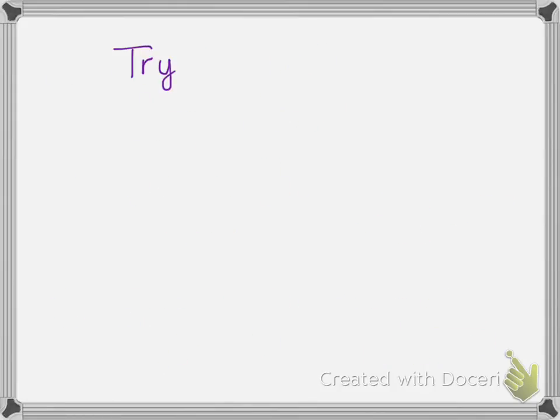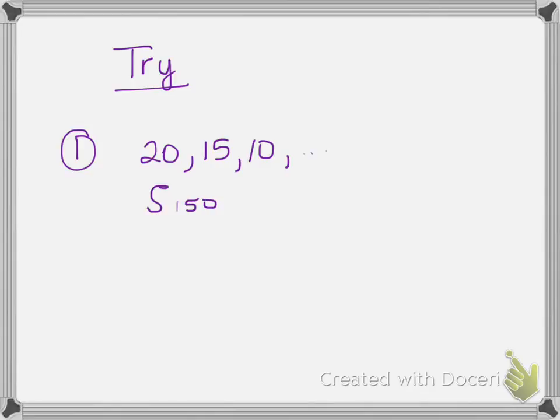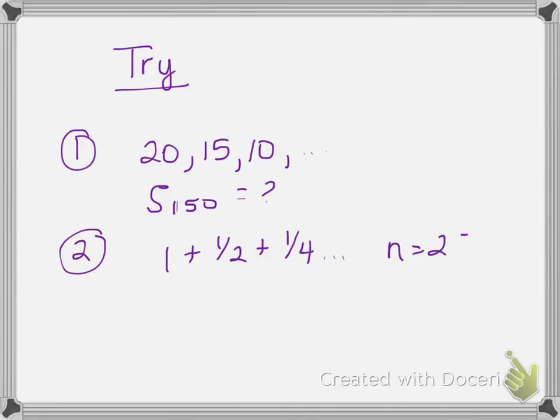Alright, I have 3 try problems for you, at least one of each kind. So the first one, we have an arithmetic series, which honestly, looking at the series, you should be able to tell that it's arithmetic. And I want you to find the sum up to the 150th term. Number 2, you can tell that it's geometric. I want you to find the sum up to the 25th term.